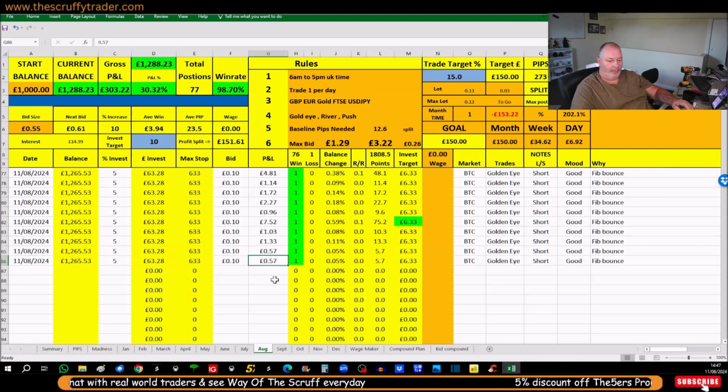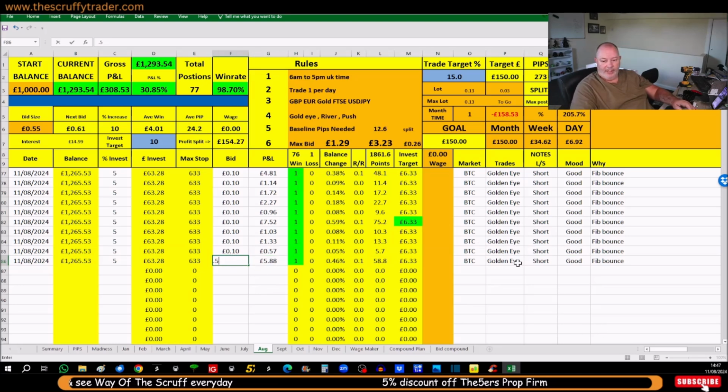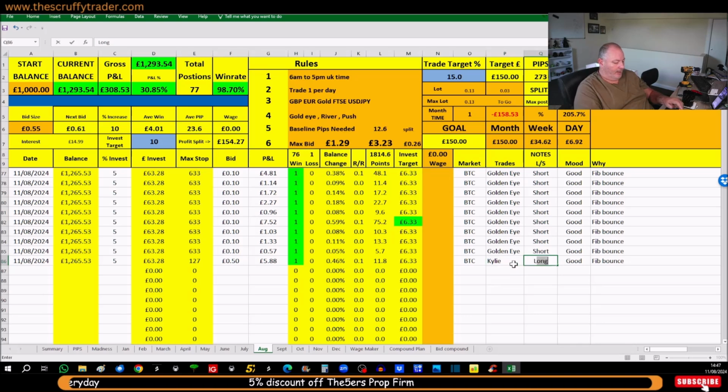So it's the same criteria that I started with this morning. 588. It was a long, and again, it was a fib bounce. So that one trade of 588 almost equaled the day's target. So I'm now at 154 for the trade. Don't get much simpler than this, guys.